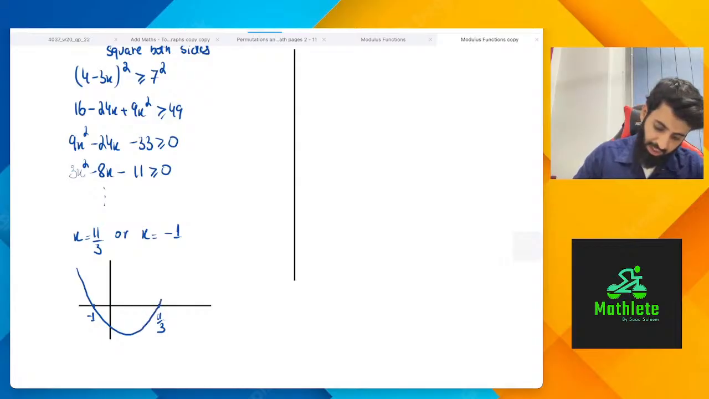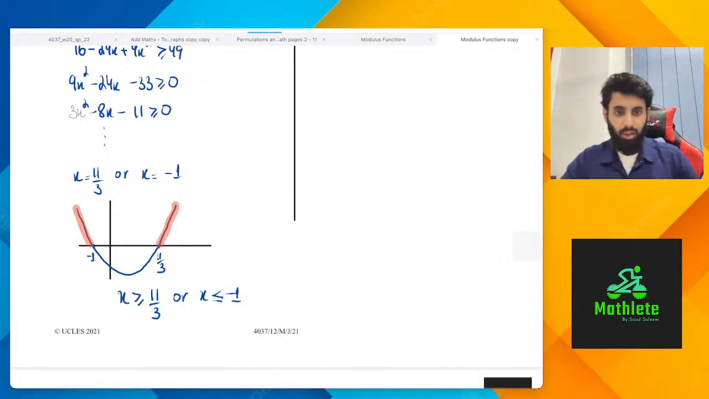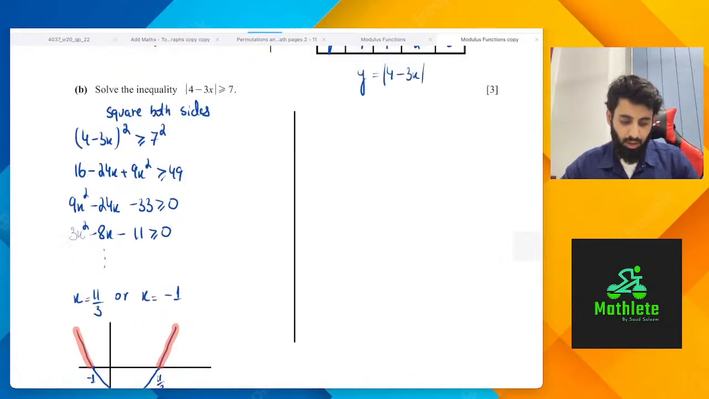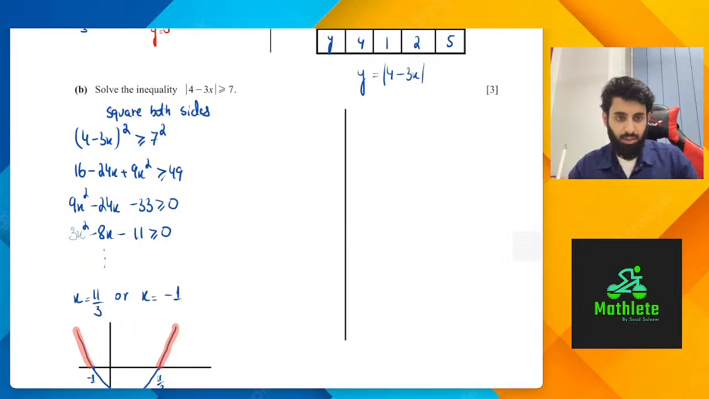Now you want the region that is greater than or equal to 0. That means you want this part of the curve and this part of the curve. These two parts will be obtained when x is greater than or equal to 11 upon 3, or when x is less than or equal to minus 1. When you have these answers, it's always a good idea to check your answer, because sometimes, only sometimes, both the answers are not valid.